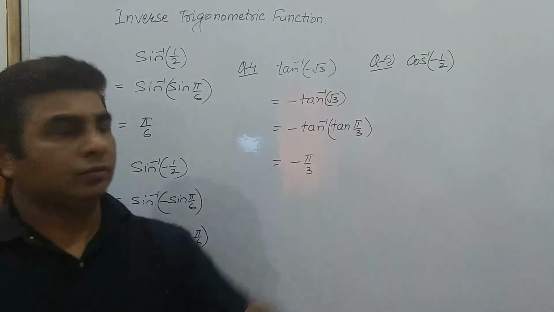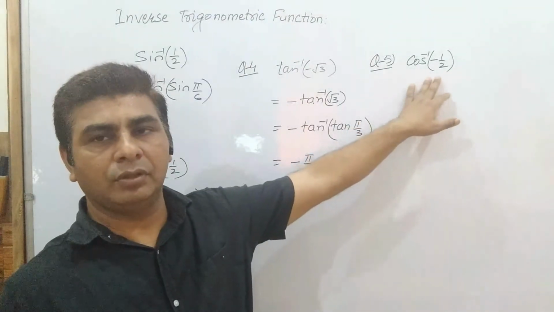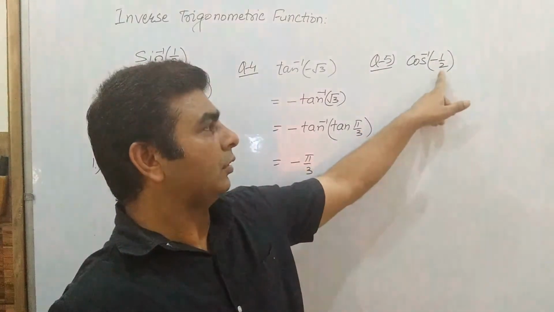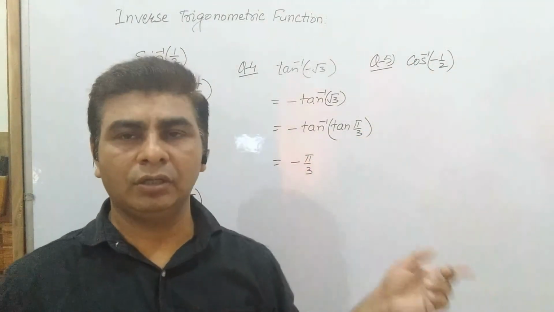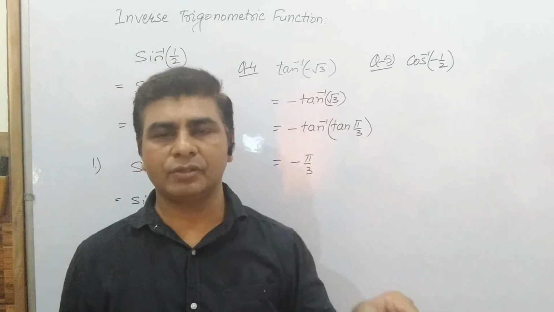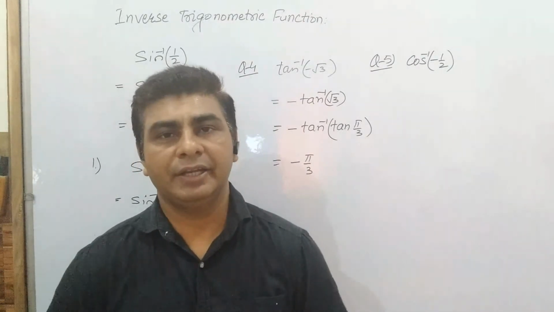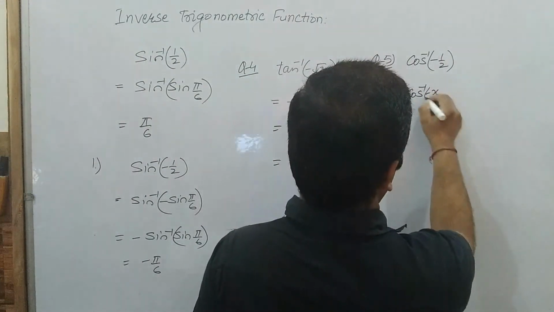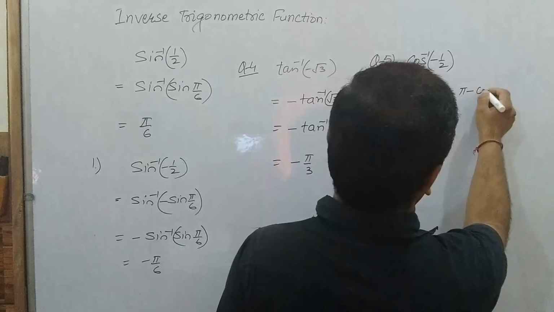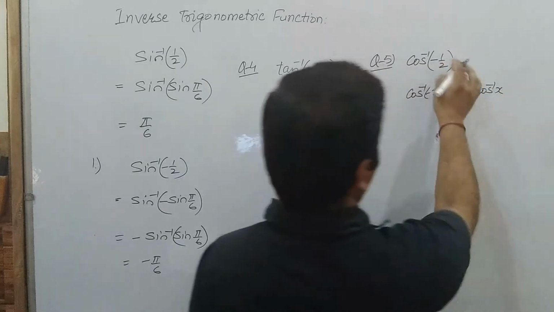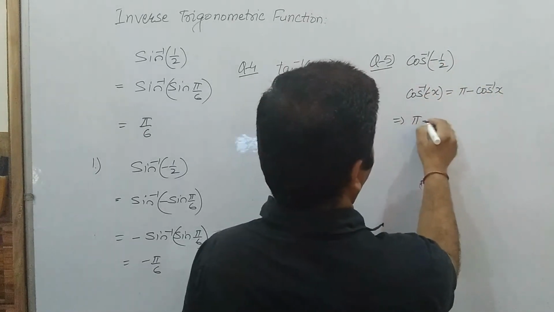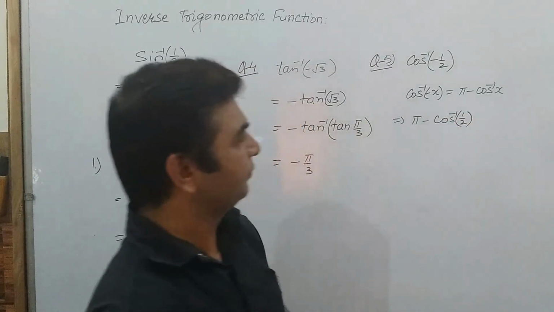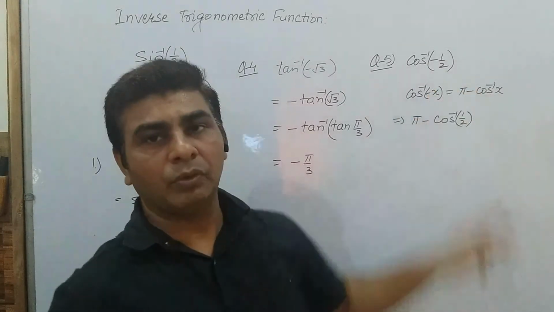So to find the principal value of this inverse trigonometric function, write down the property: cos inverse minus x is always given by pi minus cos inverse x. We know that if cos inverse minus x is there, then it can be written as pi minus cos inverse x. So this can be written as pi minus cos inverse 1 by 2, in place of x here is 1 by 2.